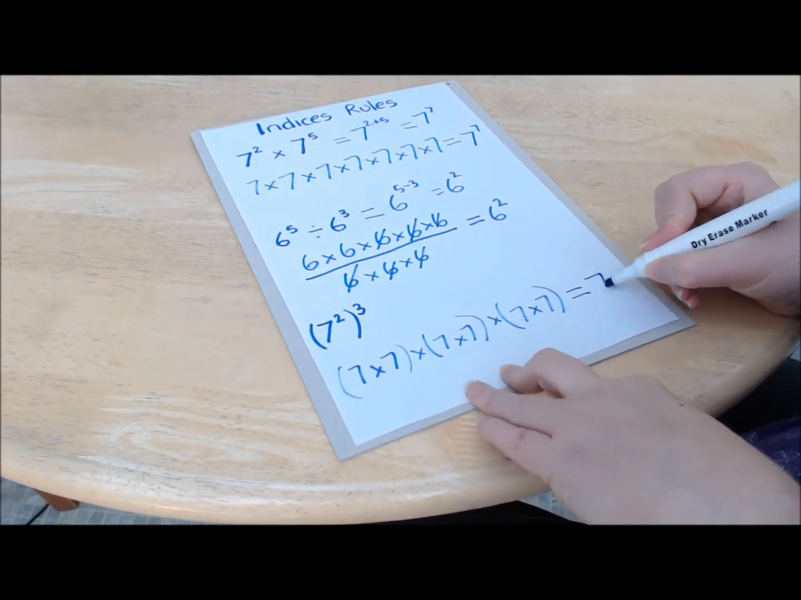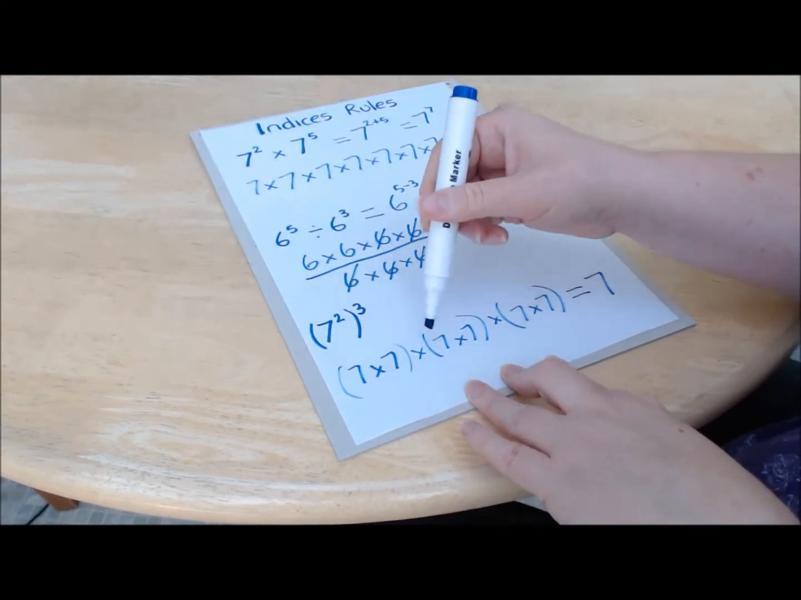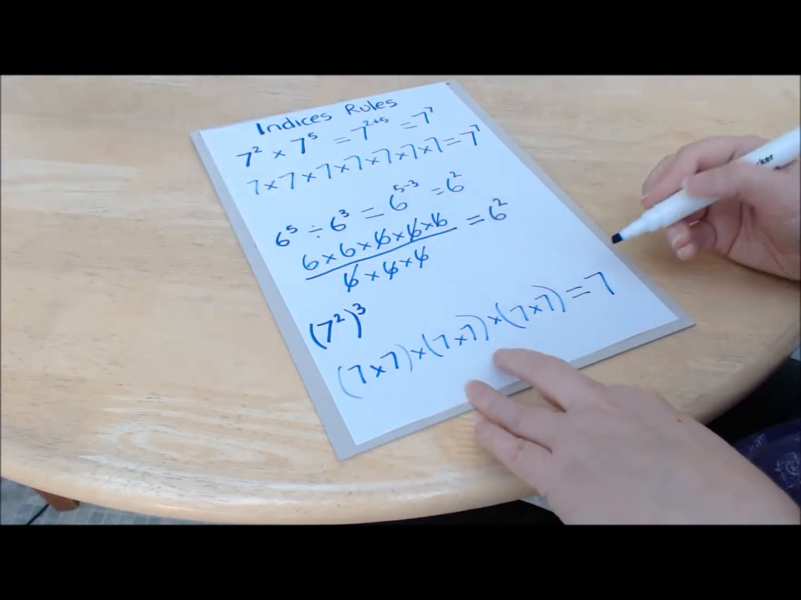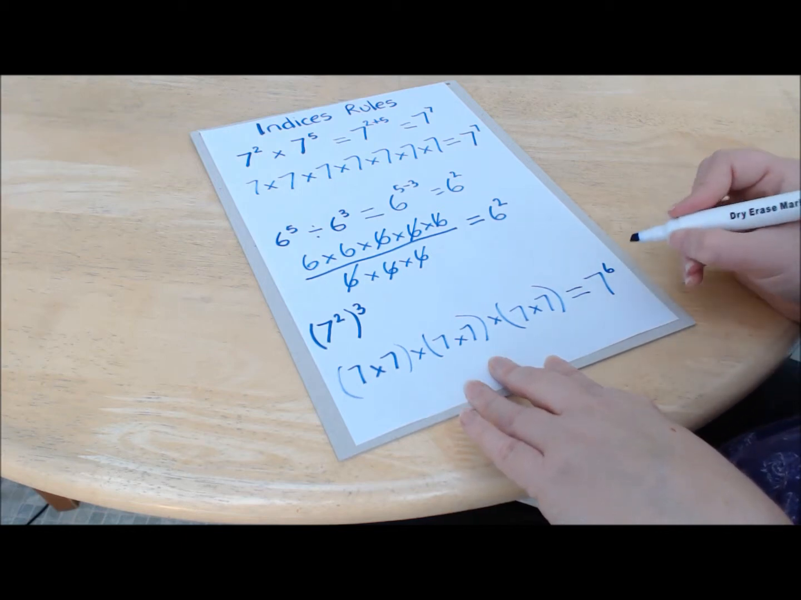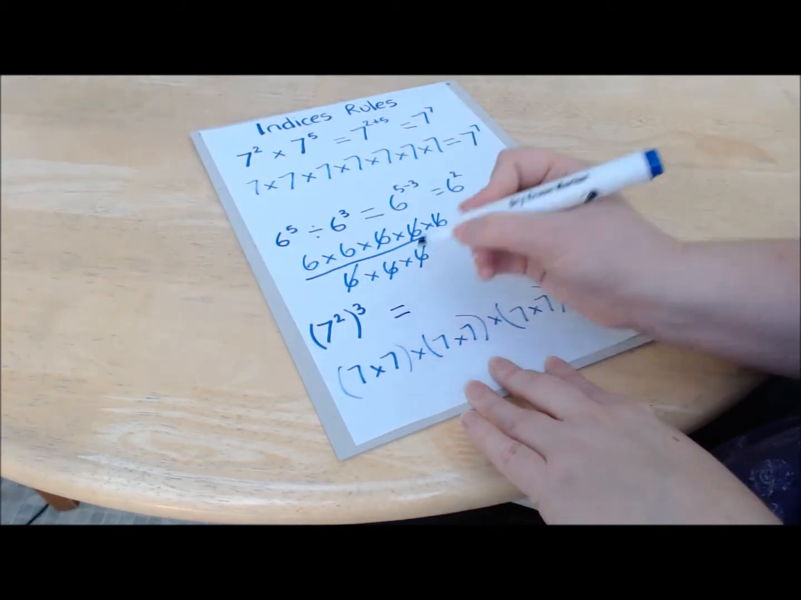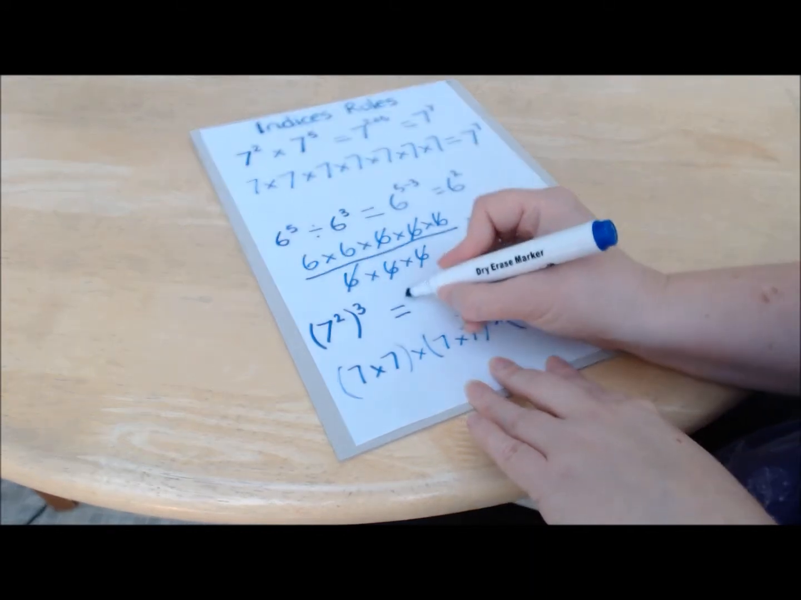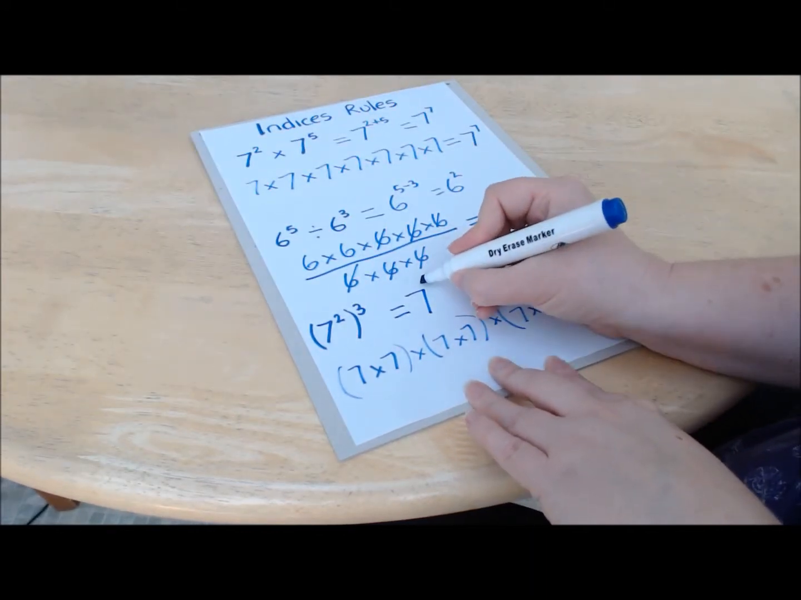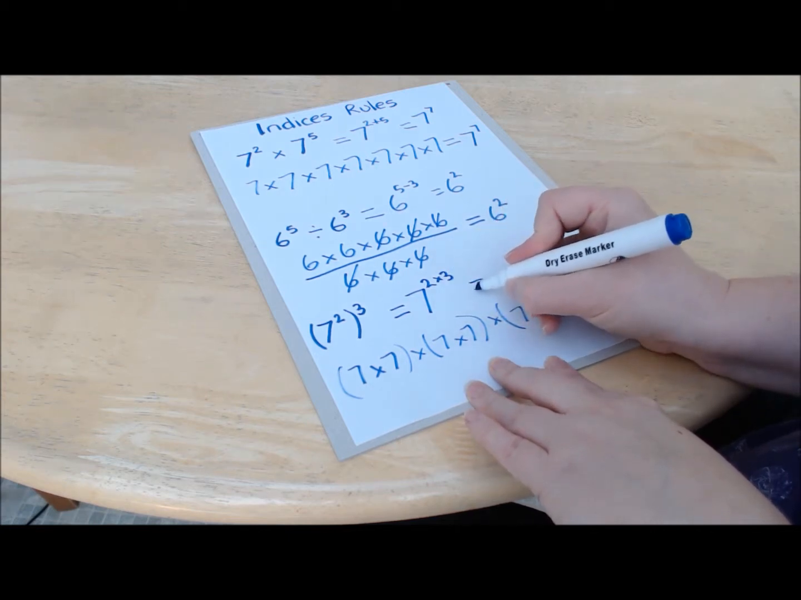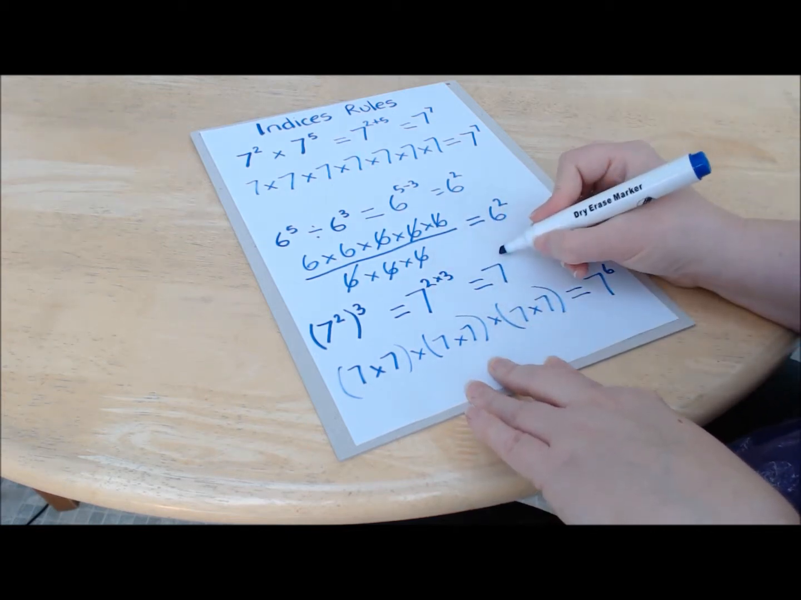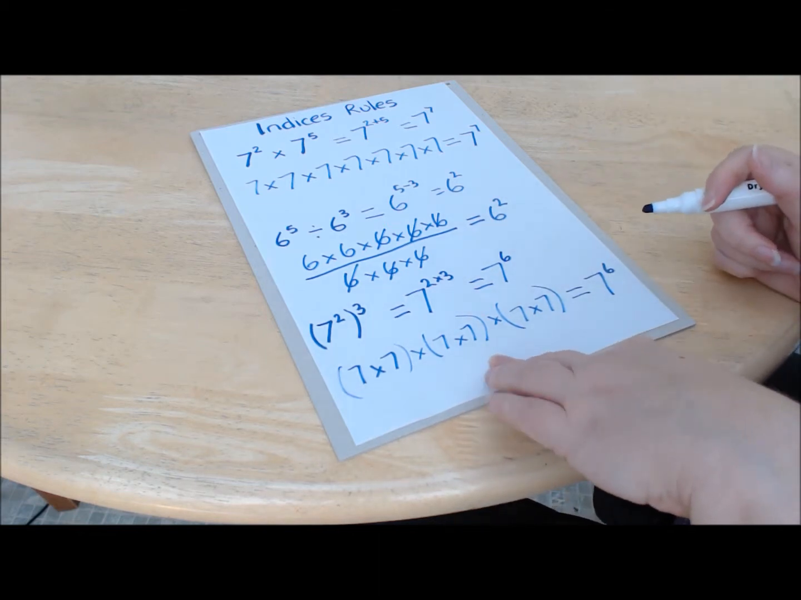So what have we got finally? We've got 1, 2, 3, 4, 5, 6. 7 to the power of 6. So again, let's look at the original, and hopefully what you can see is we can get there more quickly by multiplying the powers together in this case to go straight to 7 to the power of 6.